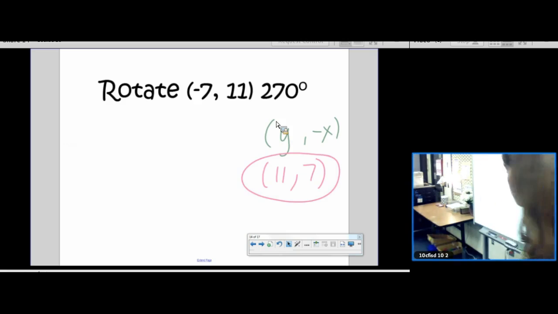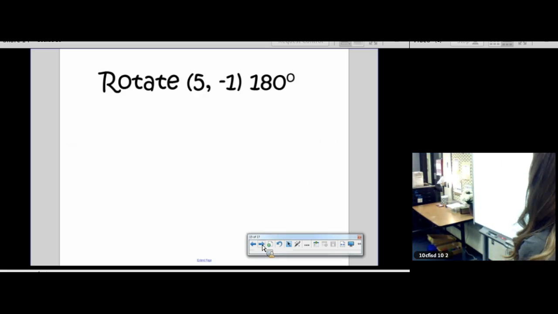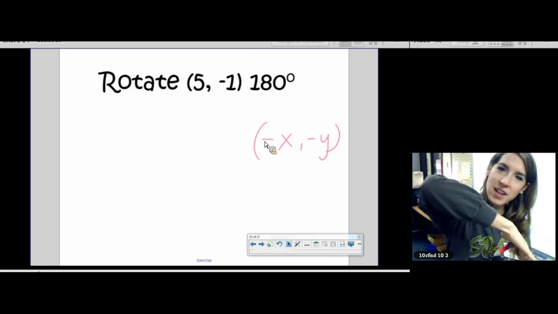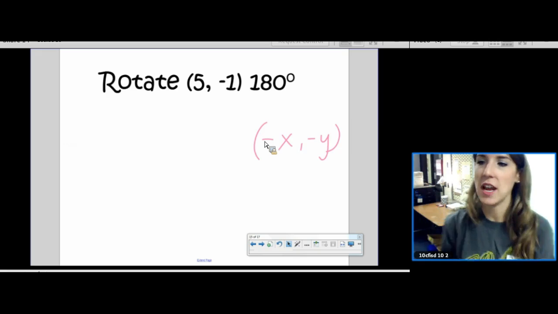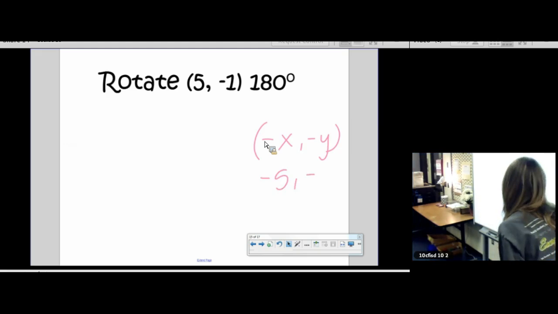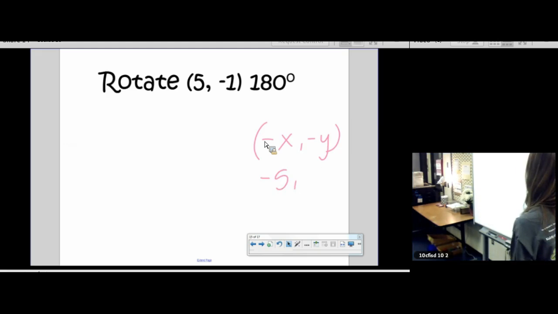Okay, let's do 2 more. 180 degrees. Here's the rule. You're just moving 180 degrees, so both signs are going to change. You're going to be diagonal on the coordinate plane. So change that sign, oops, and change that sign.